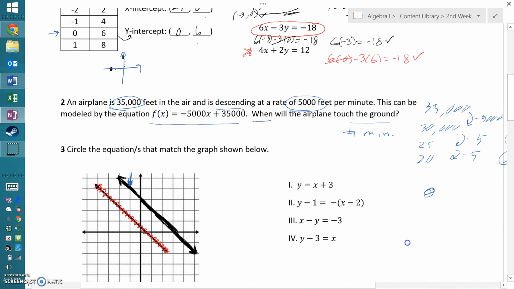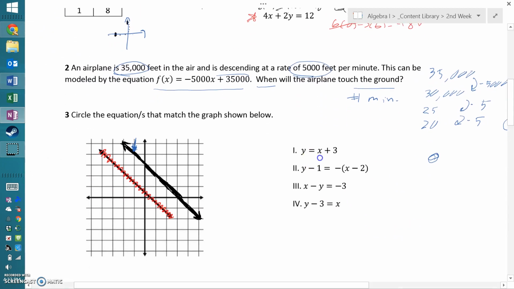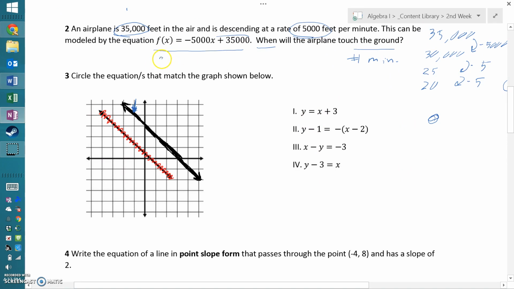Other options that you have here are you can use the equation and say, okay, if I have 0 height, if it touches the ground, 0 height, then what does the time have to be? T for time. And you can guess numbers and try them, or you can solve the equation. Subtract 35,000, subtract 35,000, and then divide that with negative 5,000, and you'll be able to come up with your answer then.